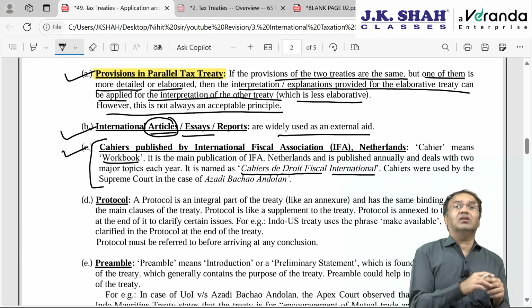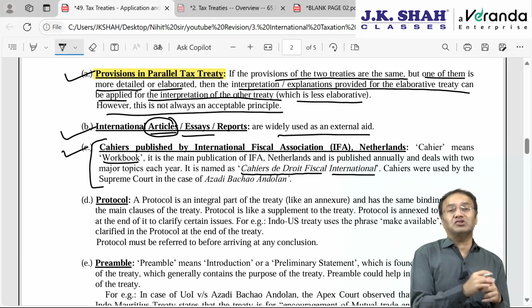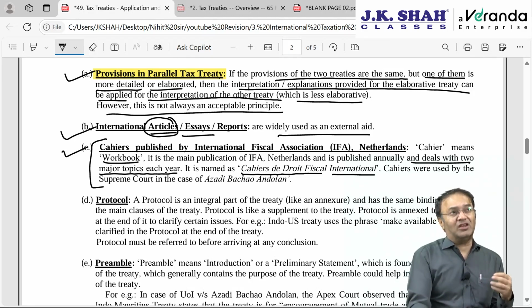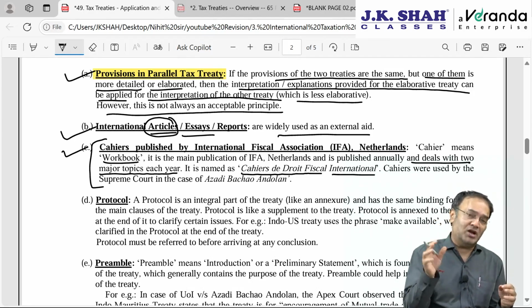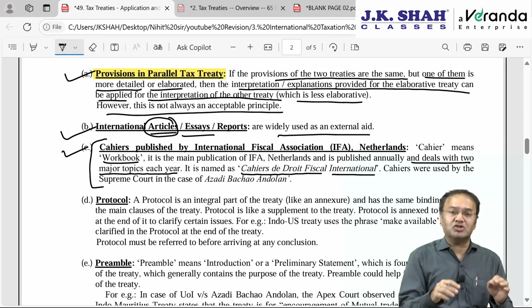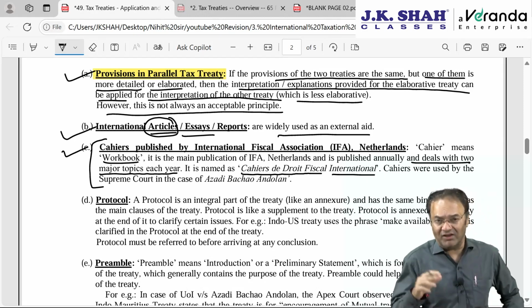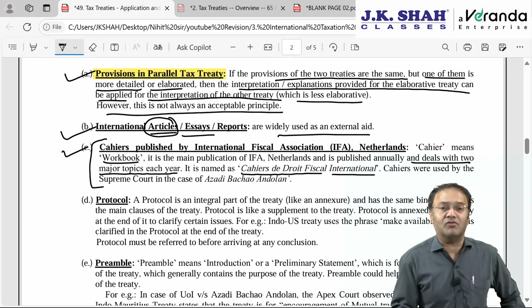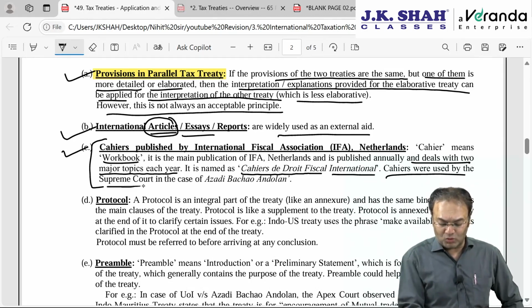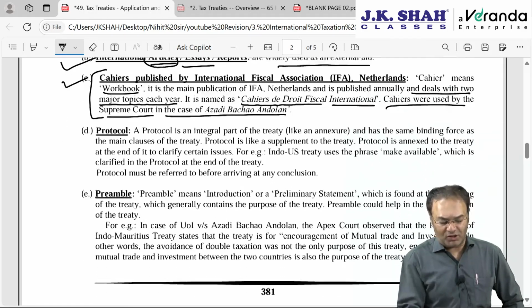This report deals with two major topics each year, and here they pick up some matter. On that matter they do a lot of R&D research and they publish the articles. So this is also used widely by various countries or courts at international level. KERs were used by the Supreme Court of India in the case of Azadi Bachao Andolan.